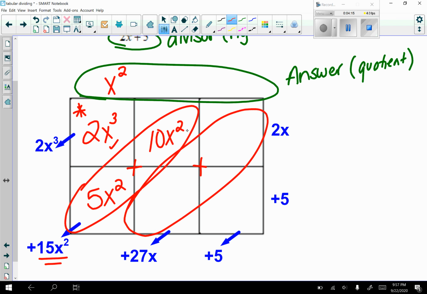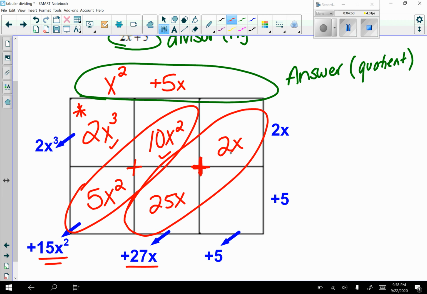So now I'm going to divide. 10x squared divided by 2x should give me a positive 5x. Or what times 2x gives me 10x squared? Once you have a top piece, you're going to multiply. 5x times 2x, 10x squared, 5x times 5, 25x. So now on my diagonal, I have to add to 27x. So what plus 25 gives me 27? You should realize it's a 2x.